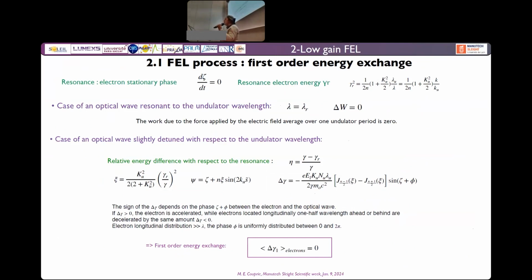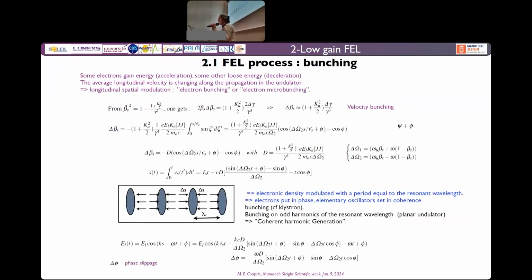If I am slightly detuned, so I introduce the detuning parameter, so if I am not strictly at the resonant energy, then I can have such an energy exchange, but the electrons have different phases. So some electrons are accelerated, some are decelerated. So on average, I have 0 energy exchange at first order.